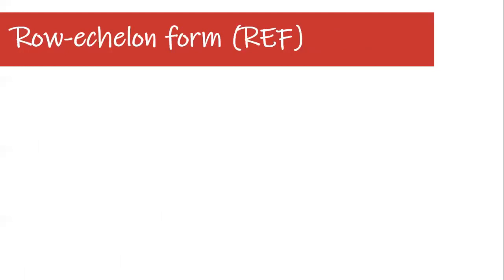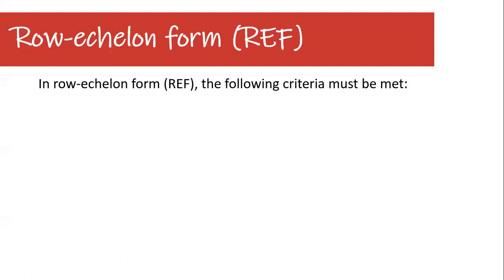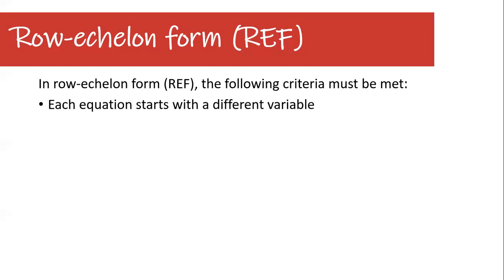Now we can also put our systems into something called row echelon form. In row echelon form, all we're doing is writing our systems in a particular format to meet the following criteria. Each equation has to start with a different variable. So our first one will start with x, our second one will start with y, and our third one will start with z. That means that in the first, we can still have y and z, but in the next one, x has to be 0, and all we're left with is y and z. And in the last one, all we're left with is z. The first coefficient in each equation also must be 1.